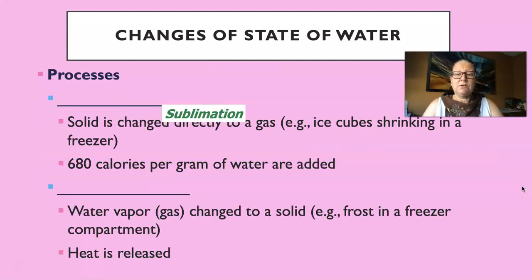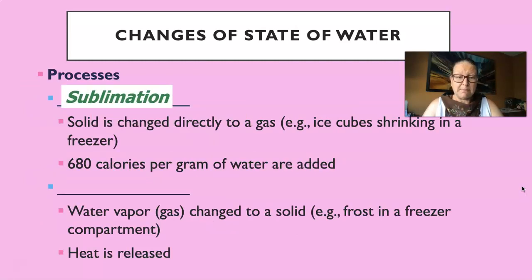Going from solid directly to a gas is called sublimation. And one example of sublimation is if you happen to have one of those freezers where you make your own ice in ice trays, and one of those trays gets kind of pushed to the back and forgotten about, and then later you dig it out. Those ice cubes might be smaller than normal, and it's because they sublimated. They went from a solid directly to a gas in the freezer. They didn't melt. They didn't have a liquid part.